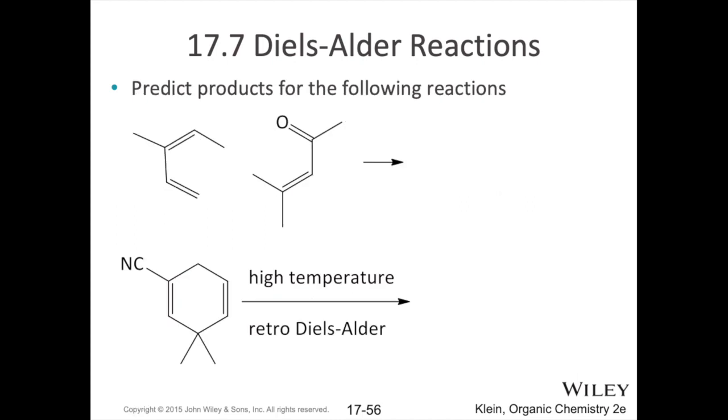Let's practice this. Have a look at these two reactions and try to predict the products. In the case of the second one, they've actually given you the product. They're asking you what reactants would have made that Diels-Alder product. In other words, think of it as a retro Diels-Alder, and ask yourself what this breaks up into. What's the resulting diene and dienophile going to look like?